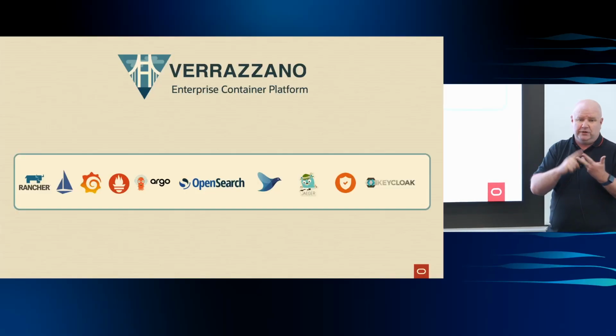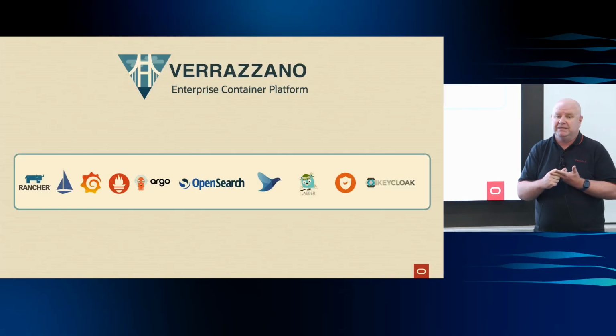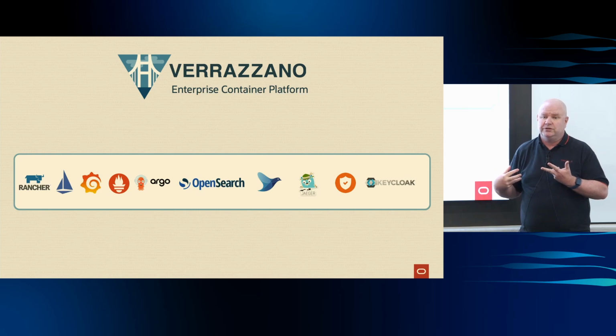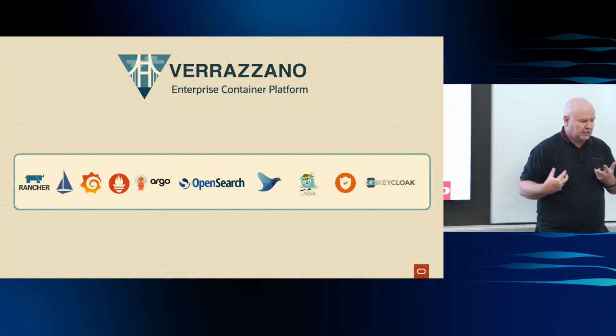So as a part of Verrazzano, we provide a dedicated version of Rancher, a dedicated version of Istio, Prometheus with Grafana, Argo CD for continuous deployment. We provide OpenSearch for log management. We provide FluentD for scraping logs. We provide Jaeger. We provide Keycloak for single sign-on capability and security management across your applications.